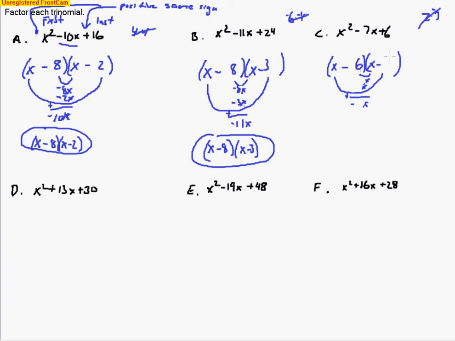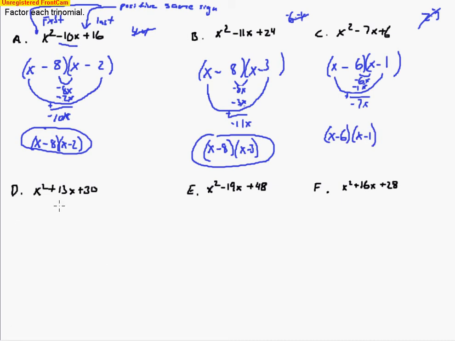So the only other numbers that multiply to make 6 would be 6 and 1. And you see the inside terms make negative 6, outside make a negative 1, and that does add to make negative 7. So that's it. X minus 6 and x minus 1. Well, a few more to try here.